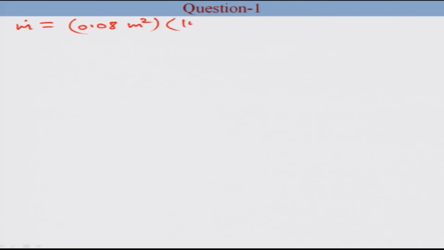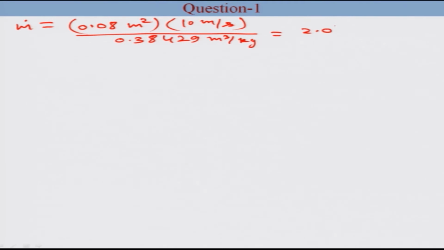Velocity is also given, 10 meter per second, and the specific volume that we have calculated right now is 0.38429 meter cube per kg. So this gives us a mass flow rate of 2.082 kg per second.